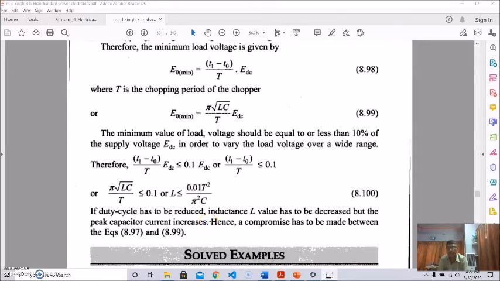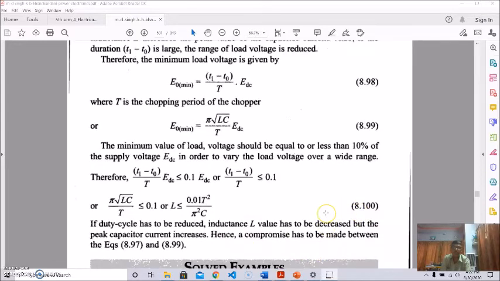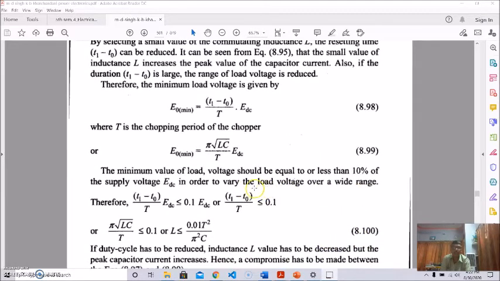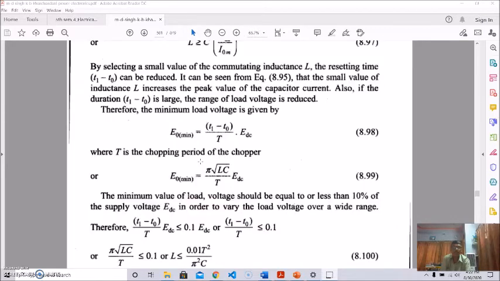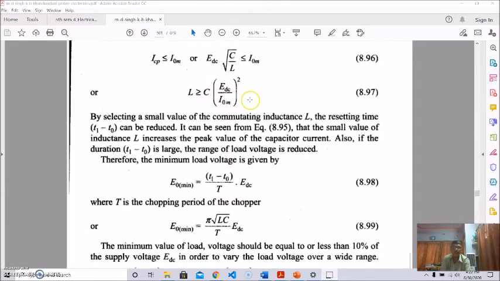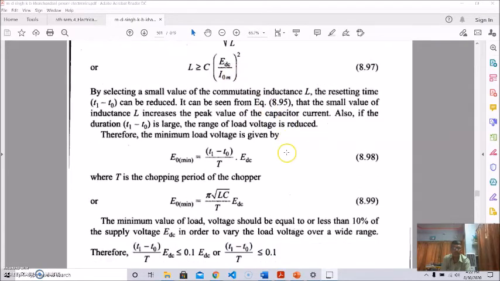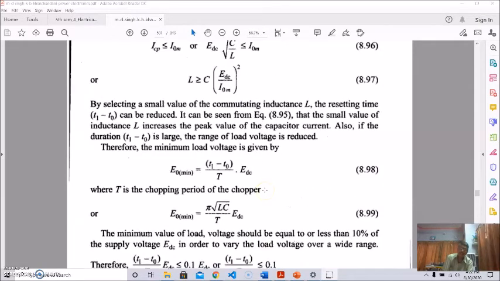If the duty cycle has to be reduced, the inductance L value has to be decreased, but the peak capacitor current increases. Hence, a compromise has to be made between this equation, this EO minimum, and this. So these two compromises have to be made. That is actually the discussion of the voltage commutated or impulse chopper: its functions, its design considerations, its disadvantages, etc. we have discussed.